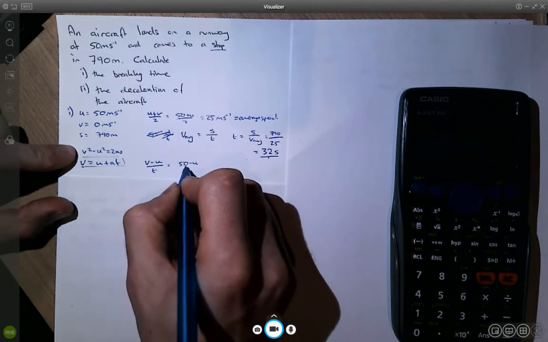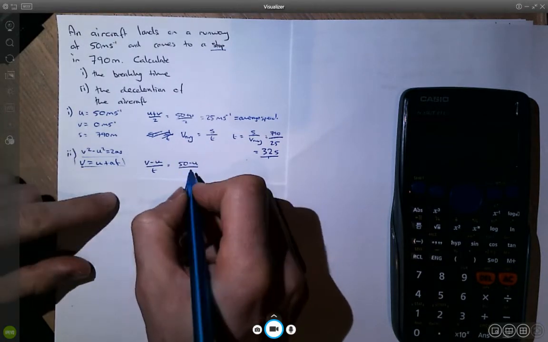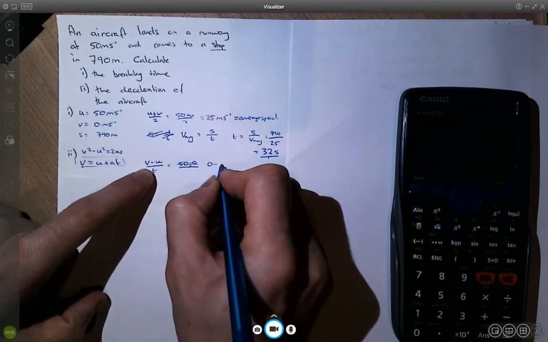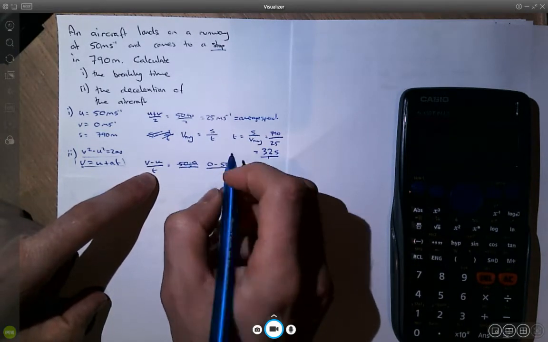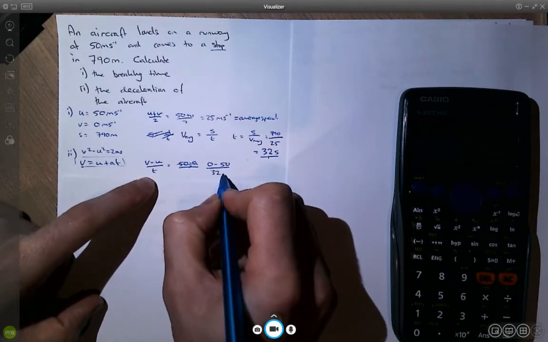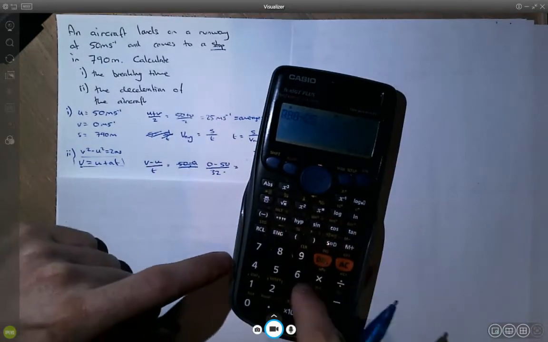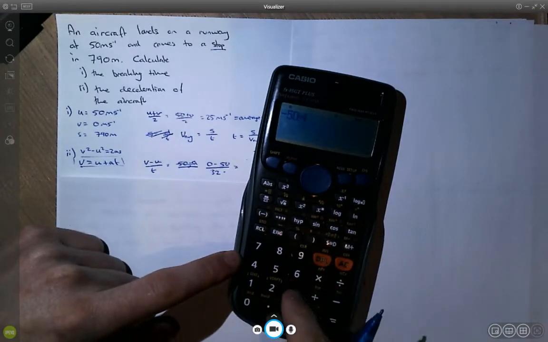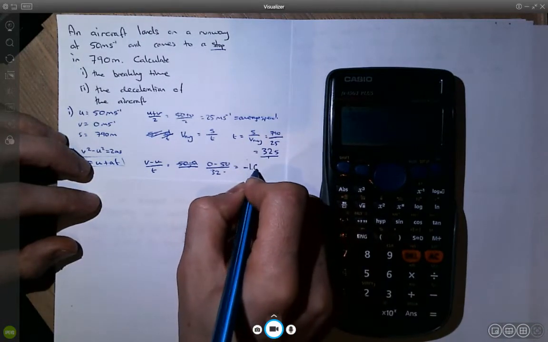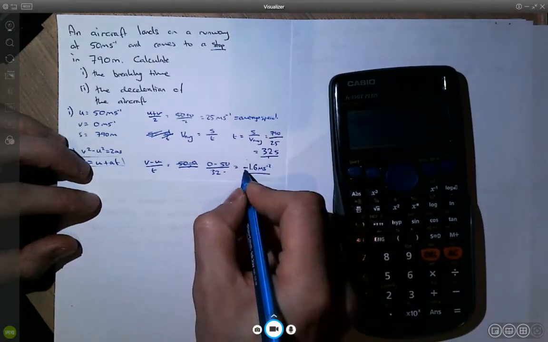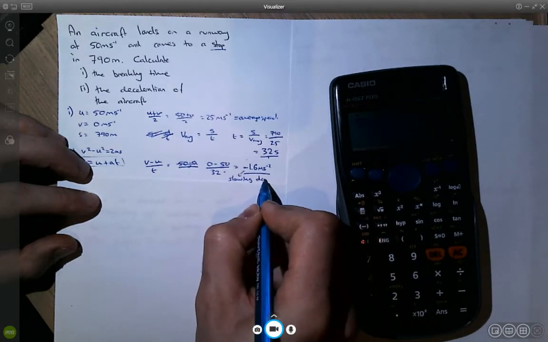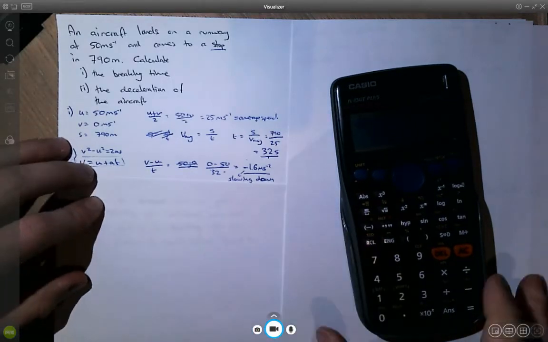So 50 minus the final velocity is 0, the initial velocity is 50, divided by the time, which is 32 seconds. So we've got minus 50 divided by 32, which is minus 1.6 meters per second squared. What does the minus sign represent? This just represents the fact that it's slowing down. And usually we can just ignore that on the exam and they don't mind at all.